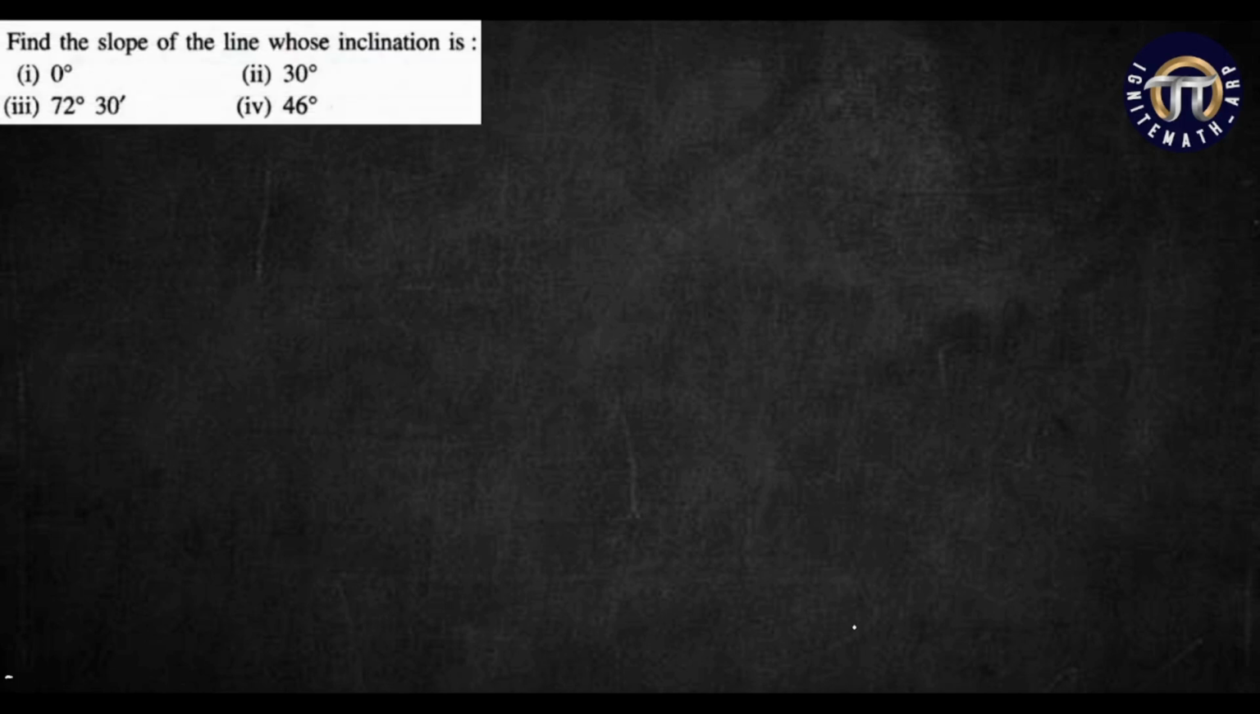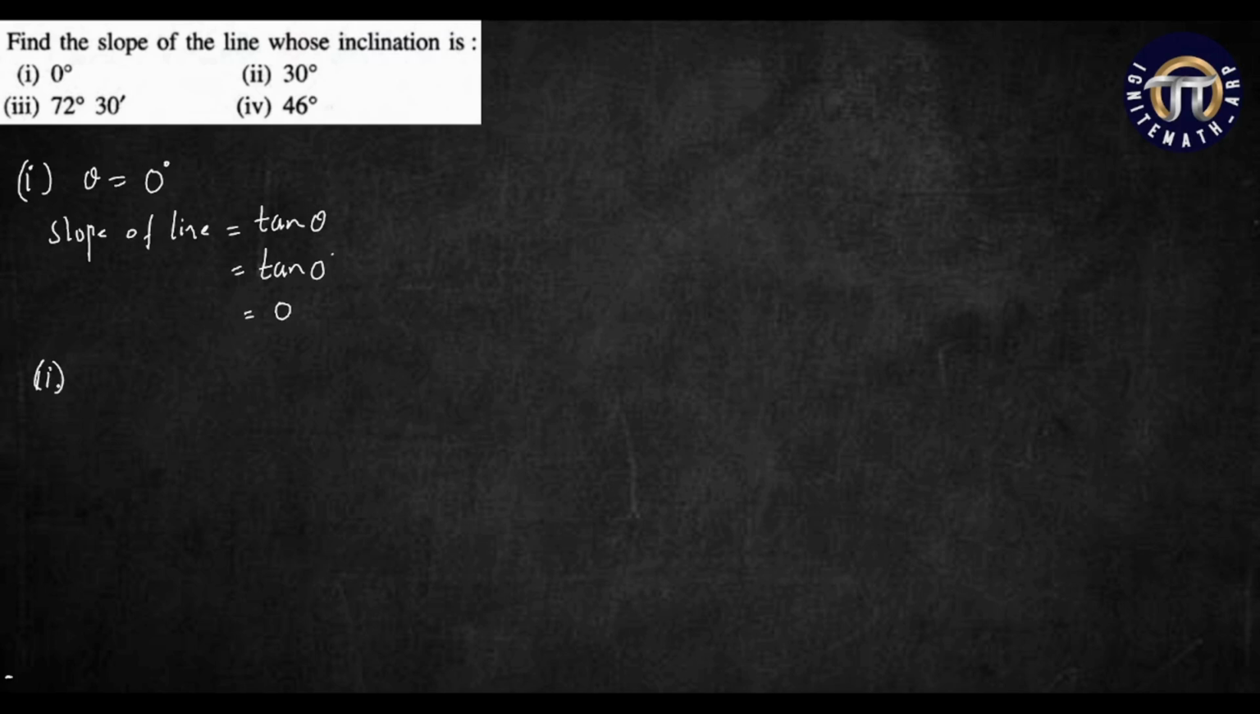Okay, so now let me take some examples over here. I have a question which says: find the slope of a line whose inclination is 0 degrees. So I will consider the first one. Theta is equal to 0 degrees. What is the slope over here? Slope of the line is equal to tan theta, that is equal to tan of 0 degrees, that is equal to 0.